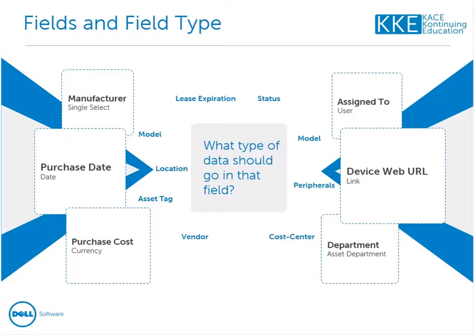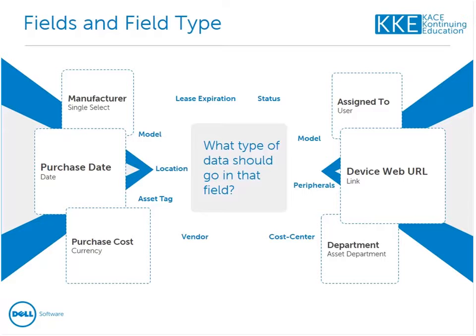There's a whole bunch of different ones. If you want to make some custom reports that add up the cost of stuff based on the column, you want to use currency, and use currency correctly. We also have other types. We've got link, which is nice if you want to put a web link to maybe your vendor page.